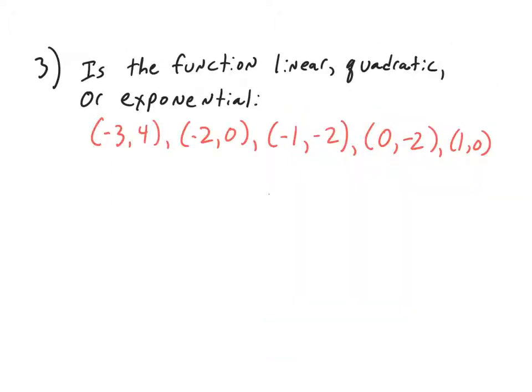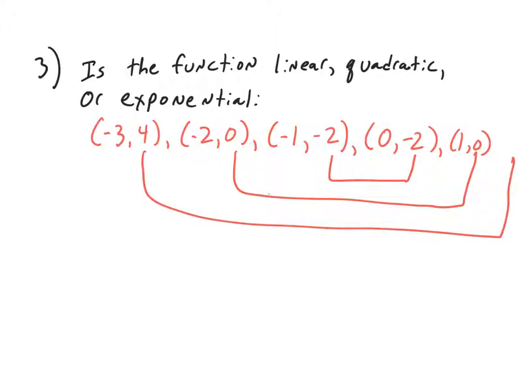On number 3, it's asking, is the function linear, quadratic, or exponential? So for this one, I have something interesting happening. So look at the y's. We have 2 of the same values for the y here, and then 2 here. Then if I had another y value, it would also be the same. So when that happens, that is what's called a quadratic function.